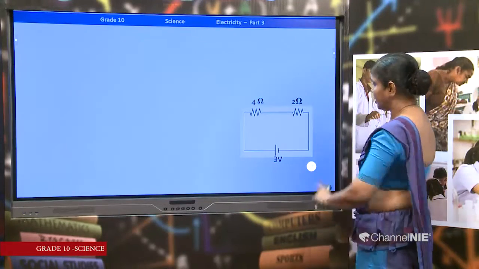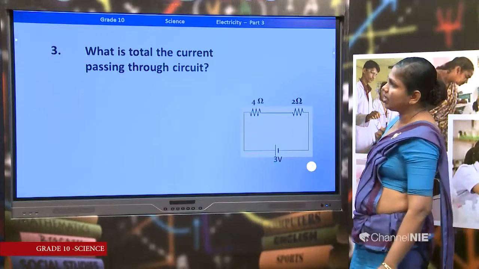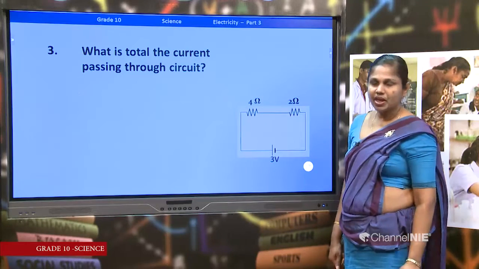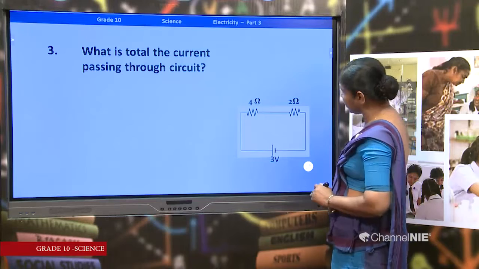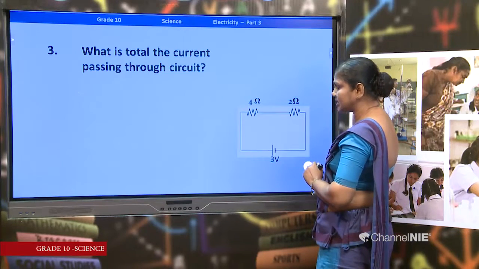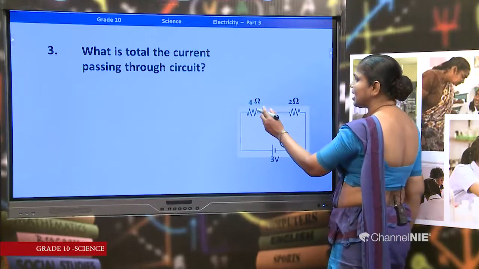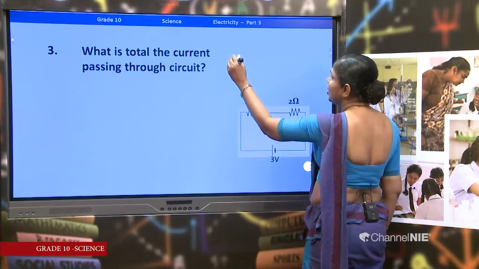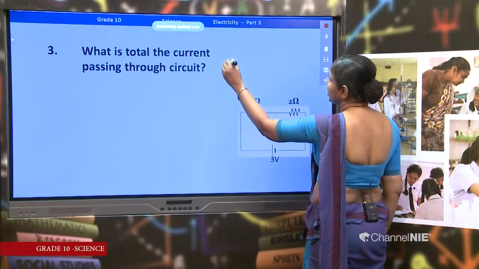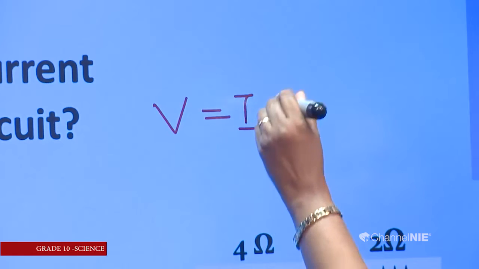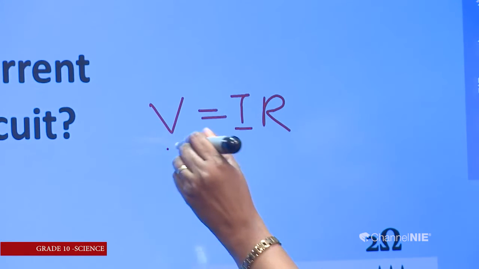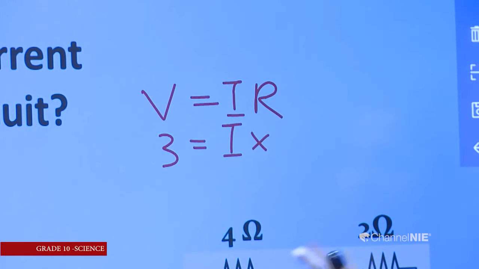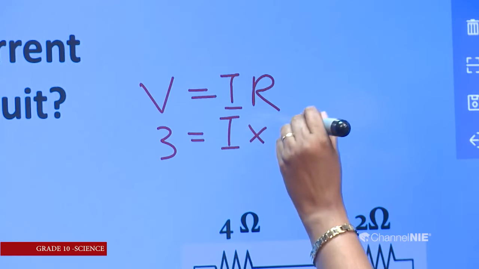Now, see the next question. What is the total current passing through the circuit? What is the total current passing through the circuit, children? When we know the equivalent resistance, we already got the equivalent resistance as 4 plus 2, 6. Then the total current passed through can be found using this particular equation, V equals IR. V is 3 volt, I we don't know, R is the equivalent. Equivalent is 4 plus 2, 6.